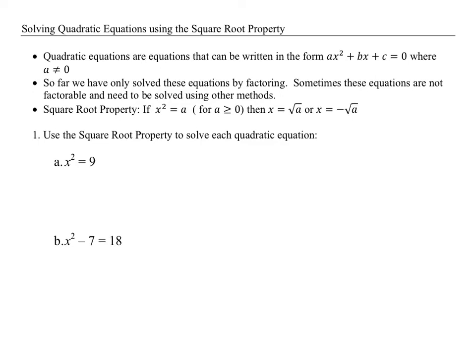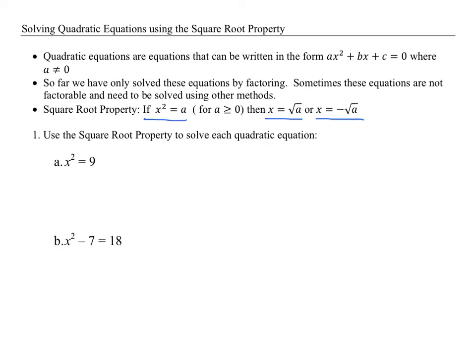The square root property says that if x squared is equal to a number a, for a greater than or equal to 0, then x is equal to the square root of a, or x is equal to negative square root of a. So let's do the first one.